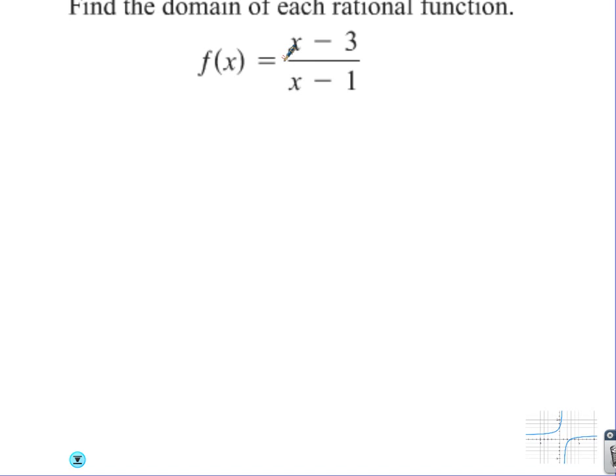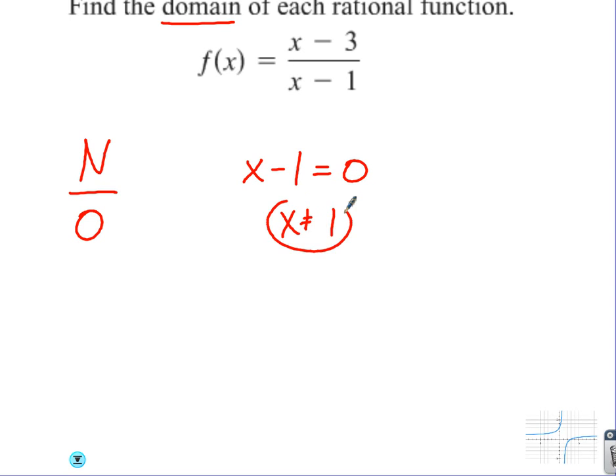Anytime you have a fraction, a number divided by something, that number on the bottom cannot be 0. That's how you determine, and we've done this before, the domain. The domain is what values could we put in for x? What values could we plug into this? The way you determine your domain is the bottom cannot equal 0. So we've got to find out what value would make the bottom 0, and in this case, that value would be 1. So x can't be 1.